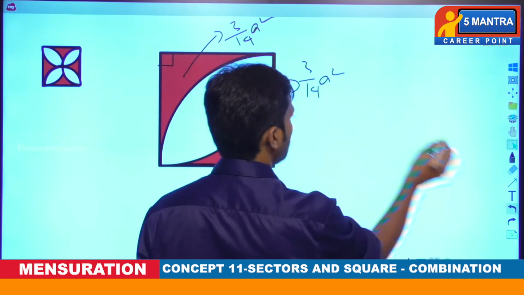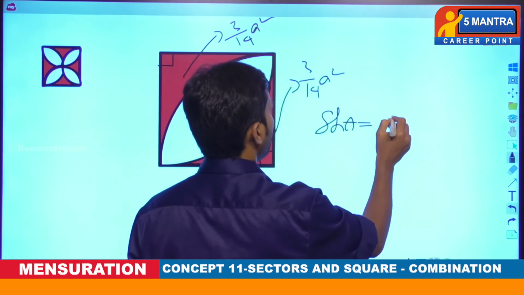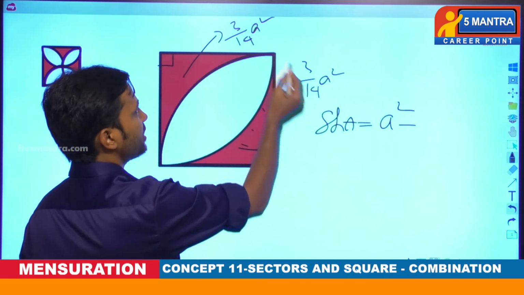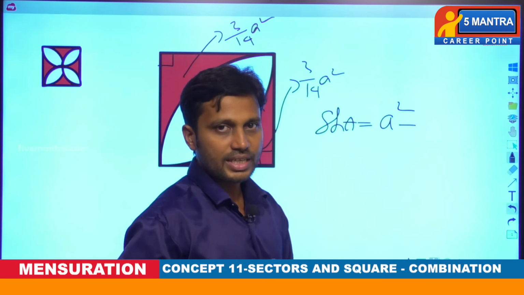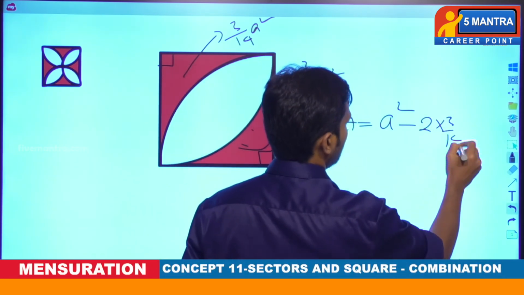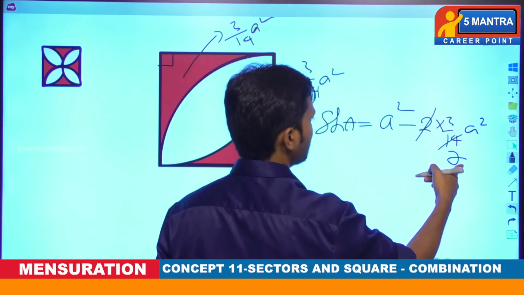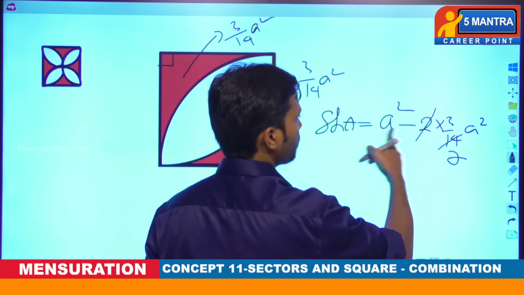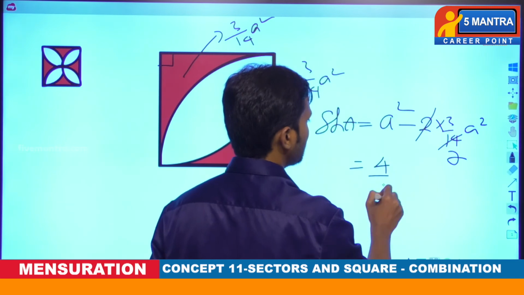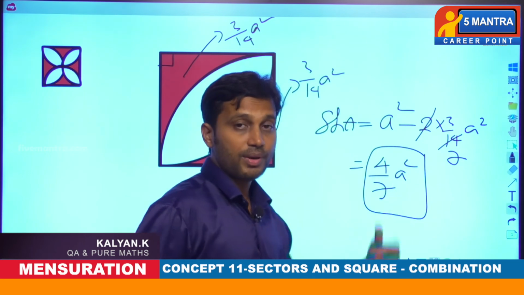So how can we get it? Shaded area equal to, what? Area of the square minus pink color area. Pink color area would be how much? This is 3 by 14 and this is 3 by 14 A square. That means twice of 3 by 14 A square. Now if you subtract, what do you get? 2 sevens, that means 3 by 7 A square. Means on taking LCM, 7 A square minus 3 A square, that would be 4 by 7 A square again. Is it simple or not?